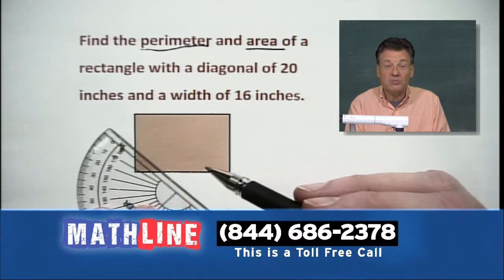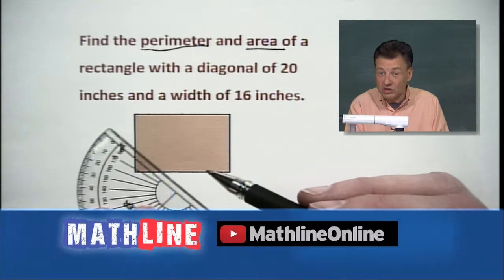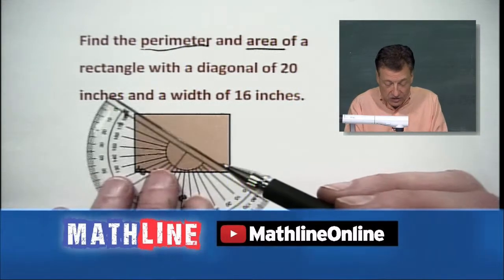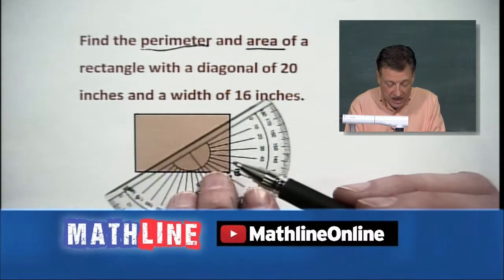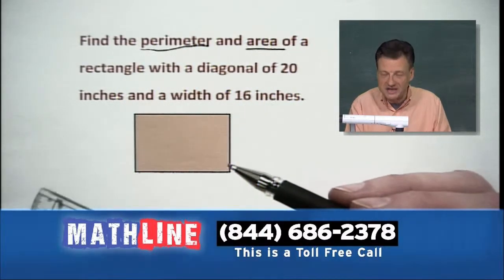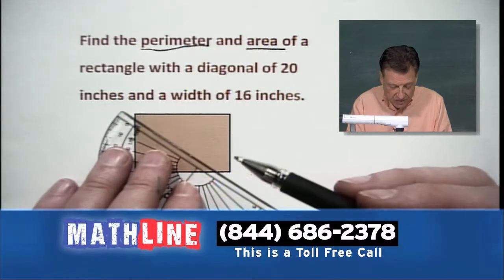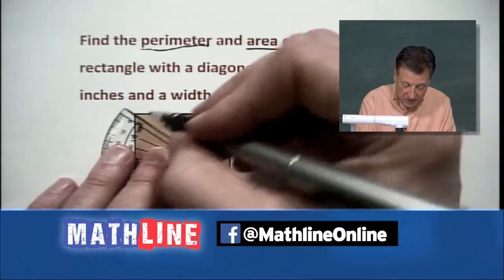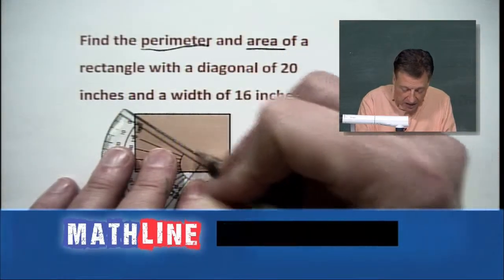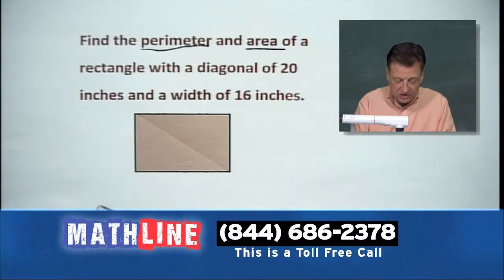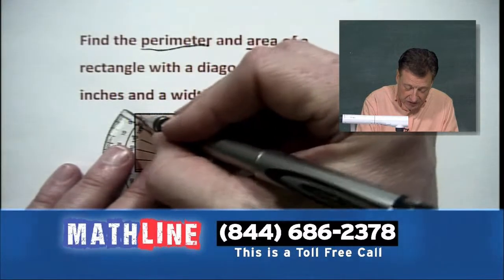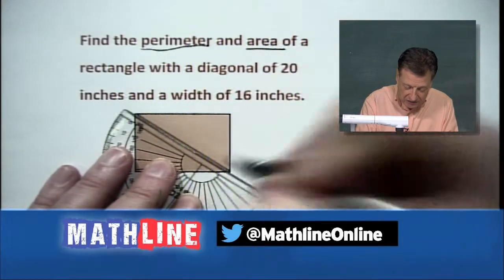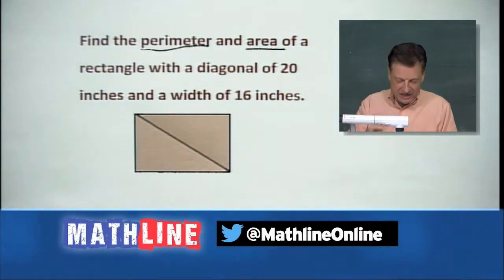You have two possibilities here. You could go this diagonal, or maybe you should go this diagonal. Does it matter? They're the same length. So let's just go ahead from the upper left to the lower right, and draw in a diagonal, which makes things a little bit easier to look at. There we go.